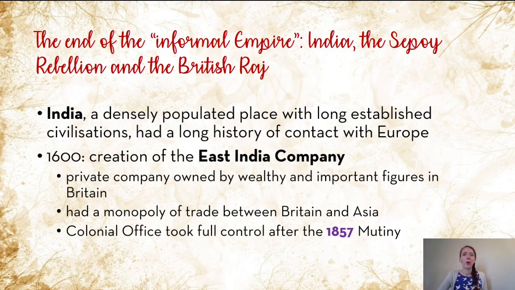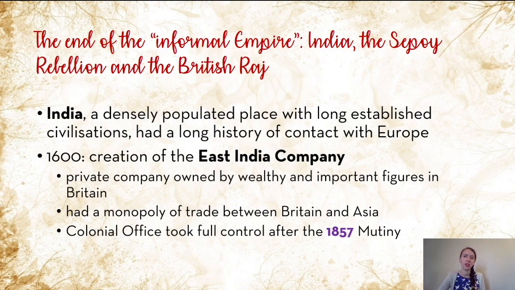So we go all the way back to the very end of the Elizabethan period. The East India Company had been created. What is the East India Company? It's basically a private company that was owned by wealthy British people, and it was granted a monopoly of trade between Britain and Asia, meaning that they were the only ones who were allowed to trade.